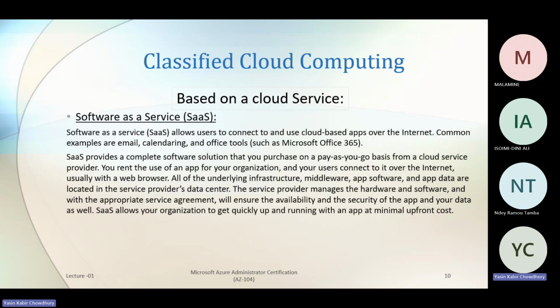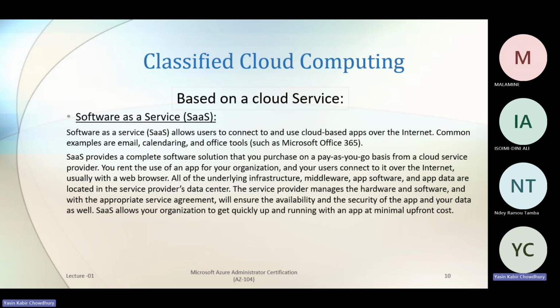This is now the location-based cloud. Now we will learn about cloud service based models. One is software as a service. Software as a service allows users to connect to and use cloud-based apps over the internet. We just use that software, like email, Office tools, Microsoft 365, or Gmail. This is called software as a service.